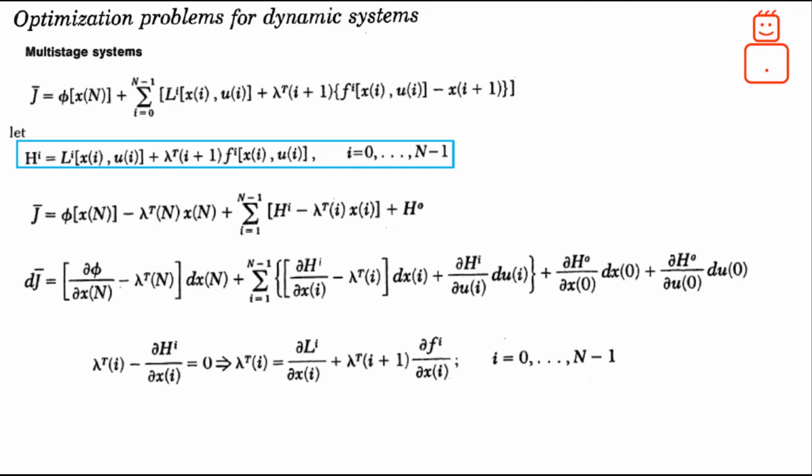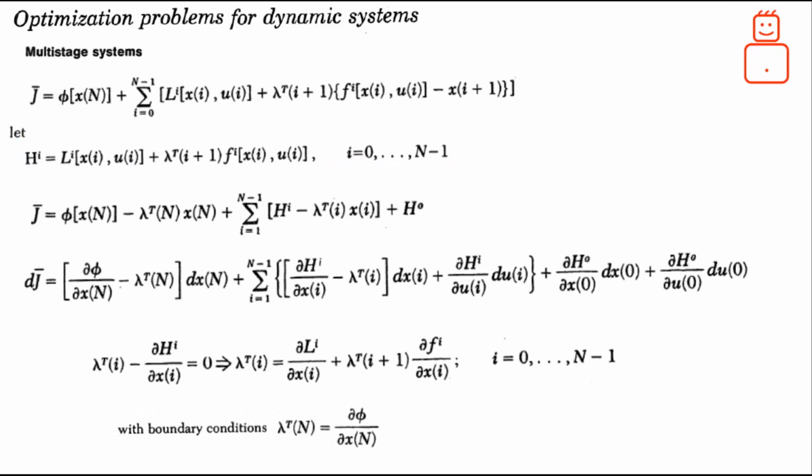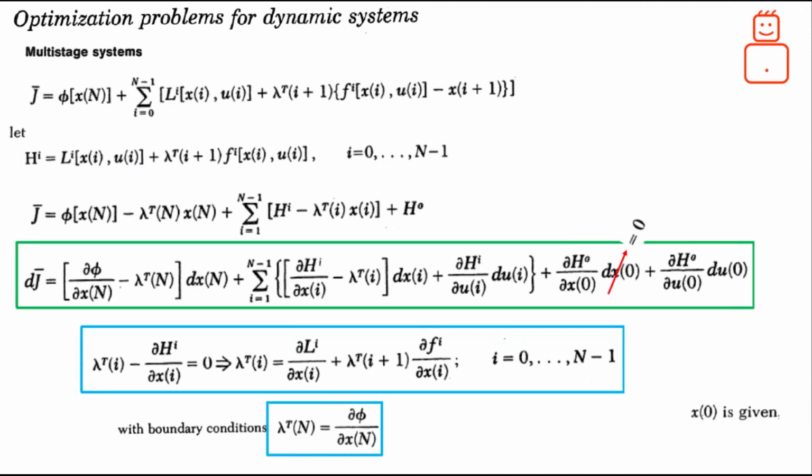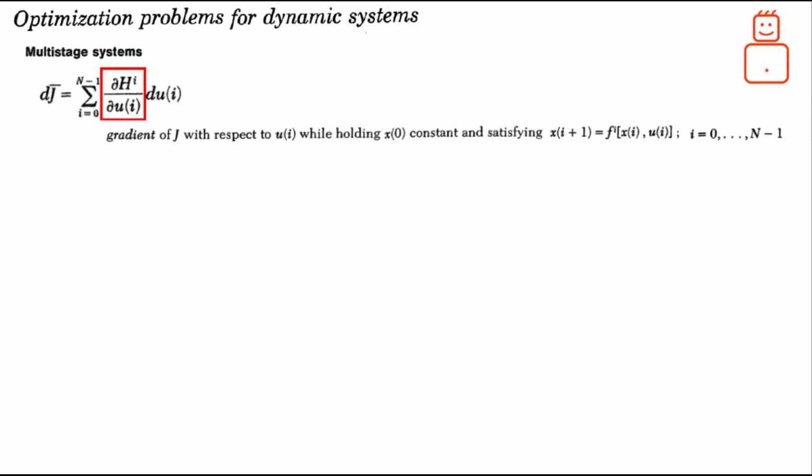To deal with lambda at the terminal, namely lambda of n, we can add a terminal boundary condition as shown. With these two new expressions, along with the initial given state of the process, which makes the delta x of 0 to be 0, we can further simplify the delta J bar to be as shown. In this new relation for delta J bar, please keep in mind that the partial derivative of H_i with respect to u of i is the gradient of the function J or J bar with respect to u of i while holding x of 0 constant, and at the same time satisfying the process dynamic along the horizon.